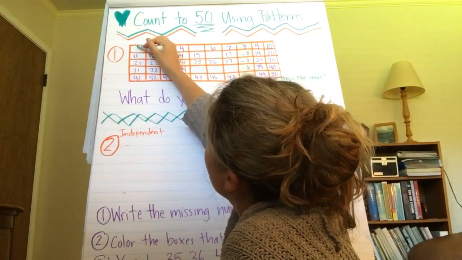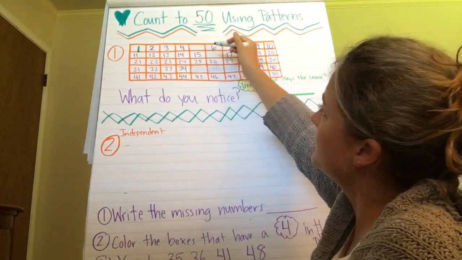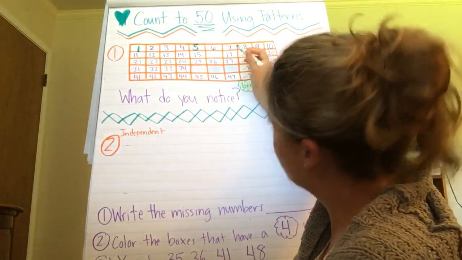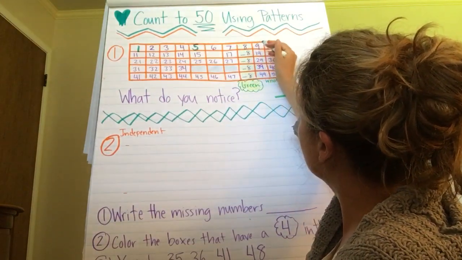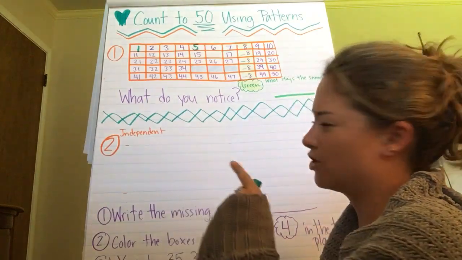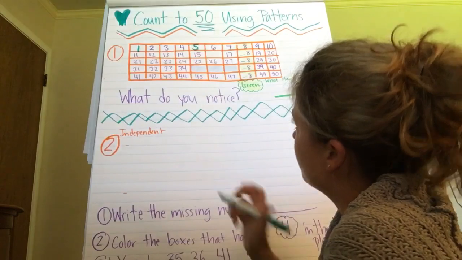Number 1. Good work, friends. 1, 2, 3, 4. What's missing? 5. Good. 6, 7, 8, 9, 10. Check. Oh, before I forget, friends, after we do this chart, you're going to need a piece of paper and pencil, so make sure you have that, okay? All right, friends, let's continue.